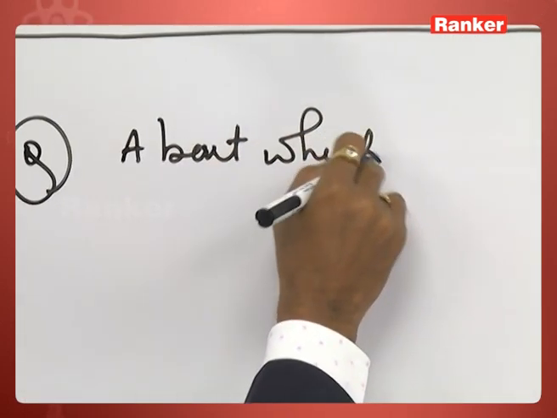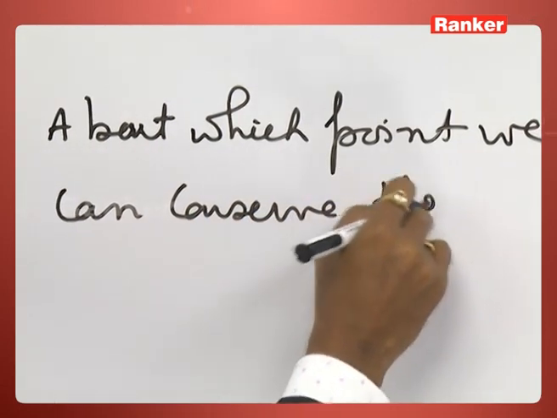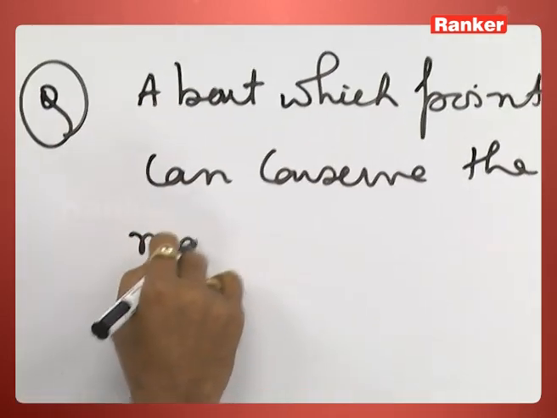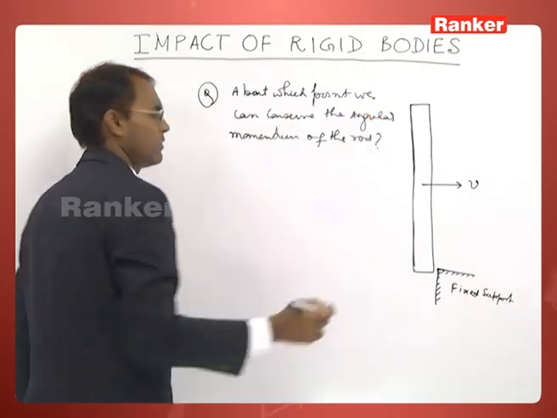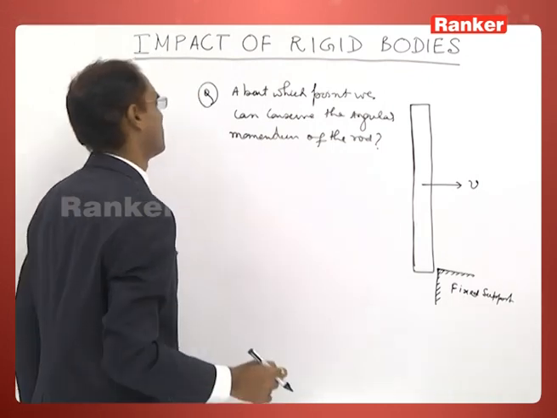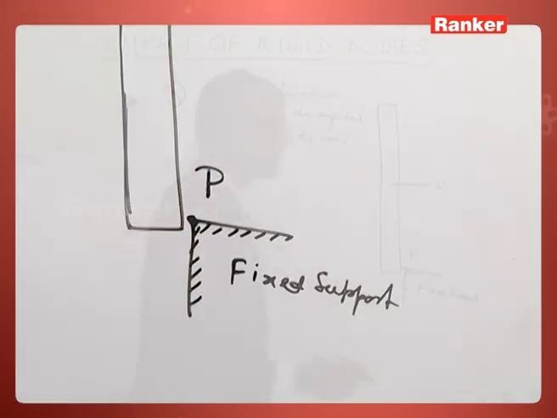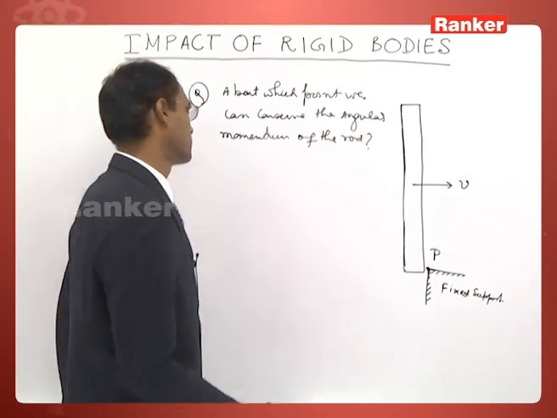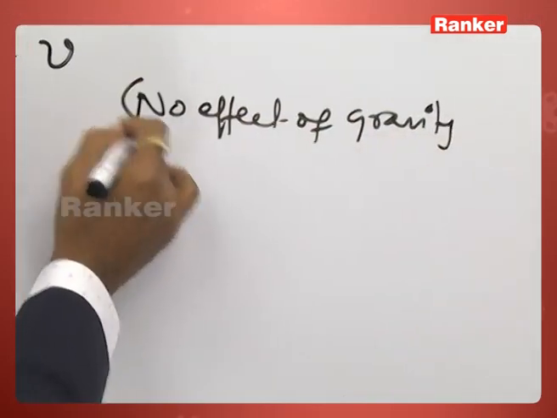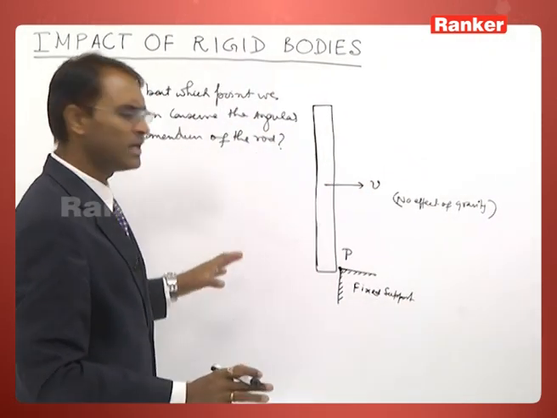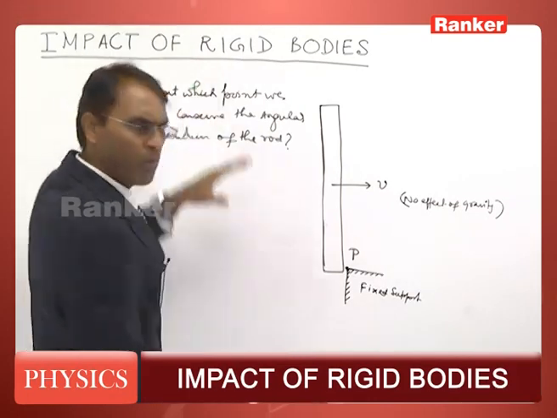About which point we can conserve the angular momentum of the rod. Let us choose this point P. Here no effect of gravity. Gravitational effect is ignored, or we can imagine this collision taking place as the rod is moving in the horizontal plane, or you can think that this board is horizontal.